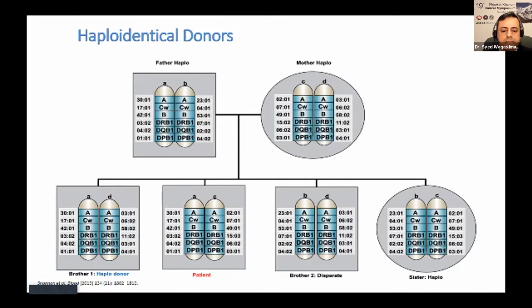Here is a family pedigree of the patient shown in red. The patient acquired the haplotype A from the father and haplotype C from mother. A haploidentical donor in this case is brother 1, who shares one paternal haplotype, which is A, with the patient and is mismatched for anywhere between 0 and 5 HLA genes on the unshared haplotype. The sister is the other haploidentical donor and shares one maternal haplotype, C, with the patient. Brother 2, on the other hand, is disparate and shares no haplotype with the patient.